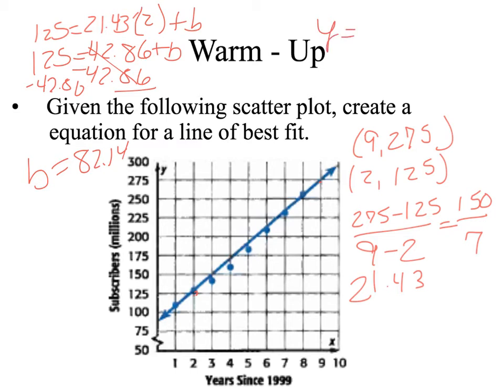And we get our line of best fit, or our b value, to be 82.14. So y equals 21.43x plus 82.14. And as you look where that blue line's crossing the y-axis, it should be above 75 but below 100. So 82.14, that is reasonable.